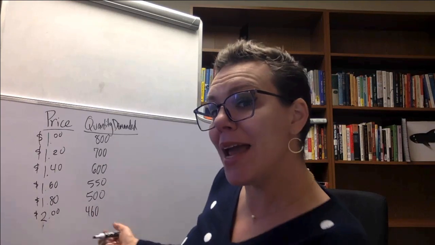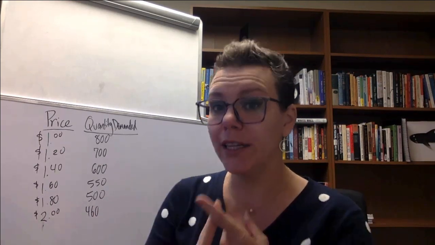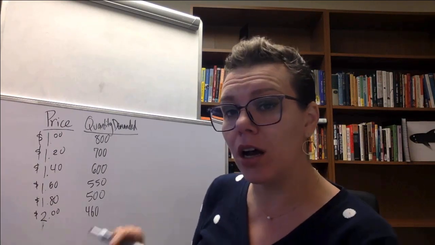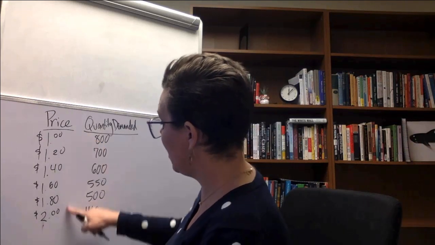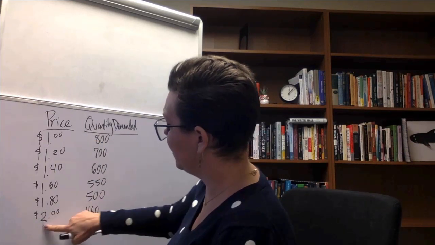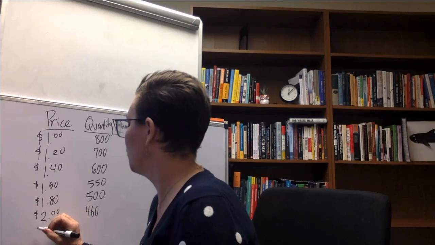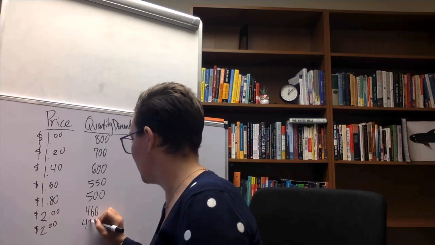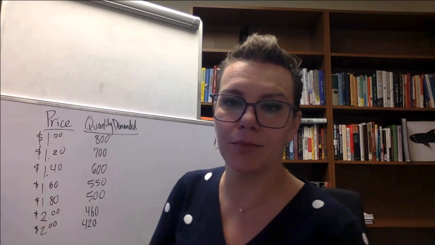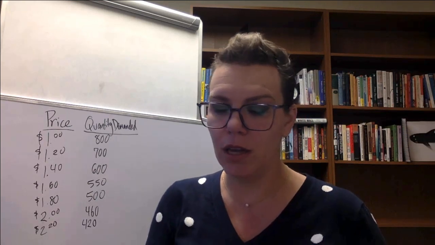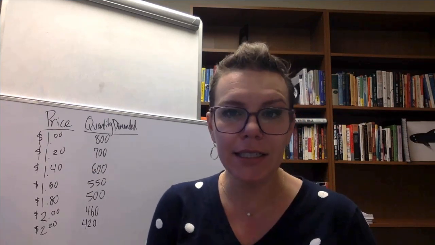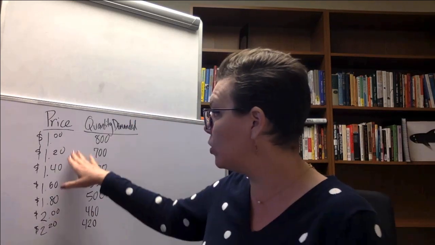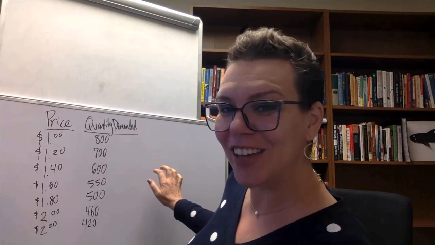So this demand schedule is showing us the relationship between price and quantity demanded, and that gasoline obeys the law of demand, that as price goes up, quantity demanded goes down. As price goes down, quantity demanded goes up. And we'll put one more point in here, $2.20, and we'll see quantity demanded go down to 420 gallons. So that's the demand schedule. And it's a great tool for understanding demand and for looking at demand in a really clear, approachable way, right? We're all used to seeing prices and quantities of gasoline.